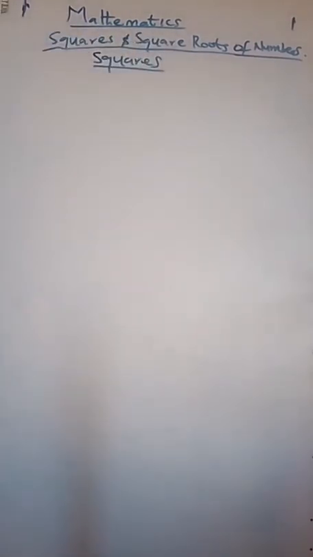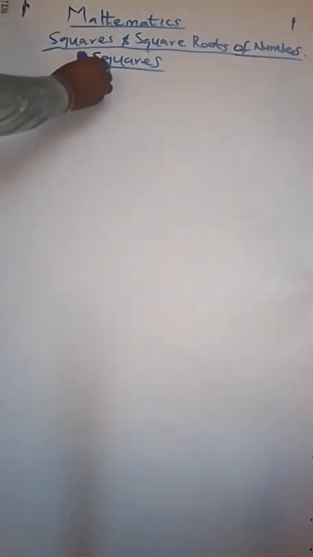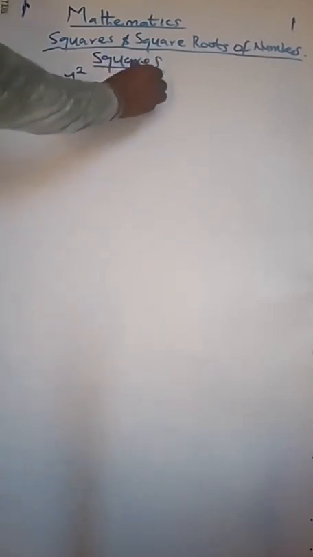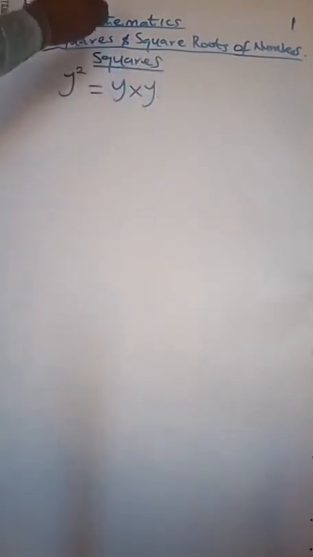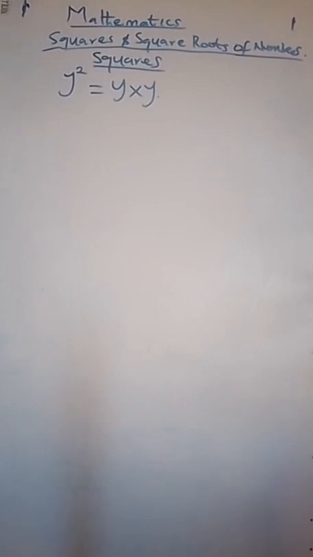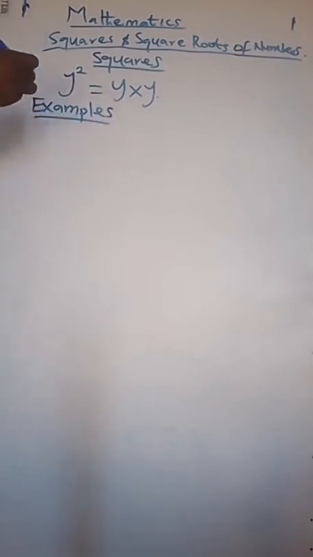Square means raised to power 2. So, the square of any number is the product of the number and itself. Let's look at it like this. Square of y is y times y. That is y times itself. That is the simple meaning of square of a number. Let's look at examples to understand how to calculate squares of numbers in mathematics.